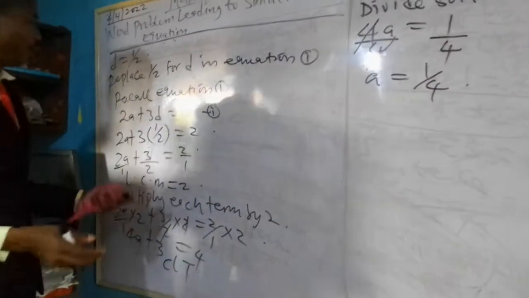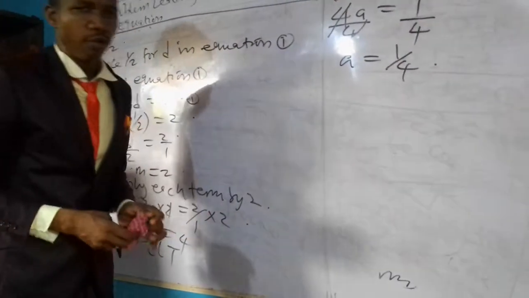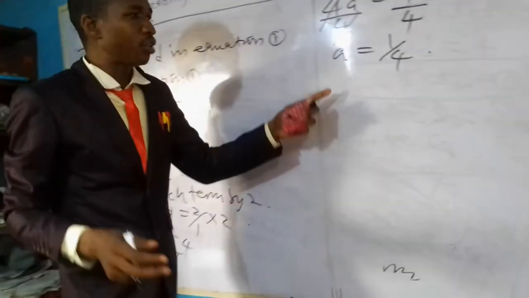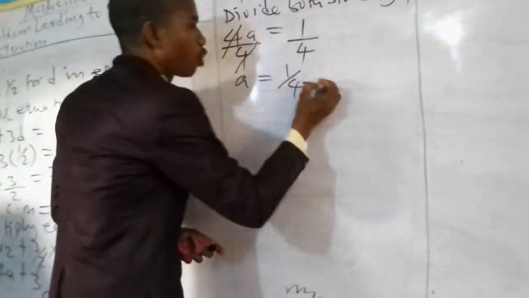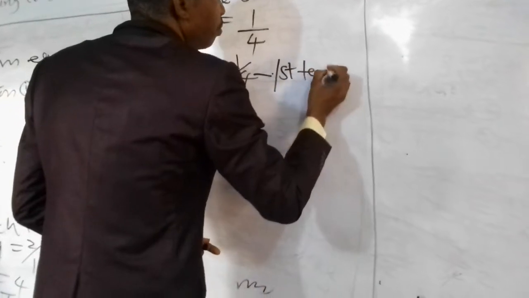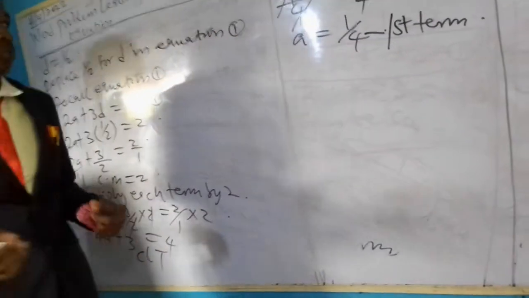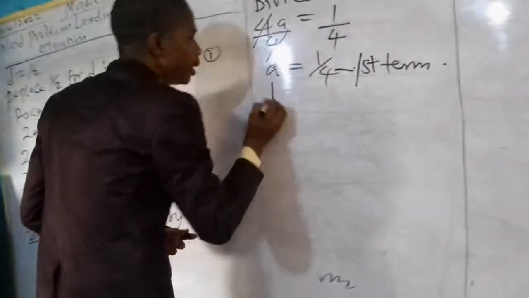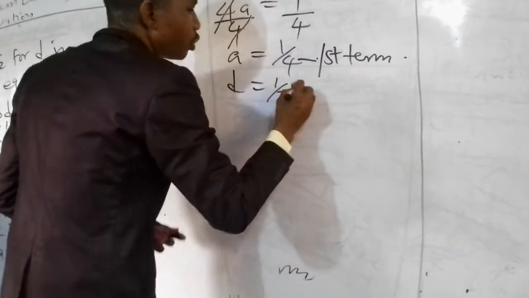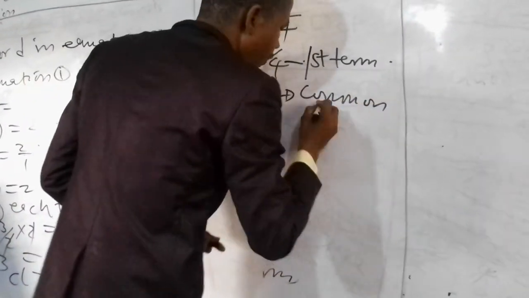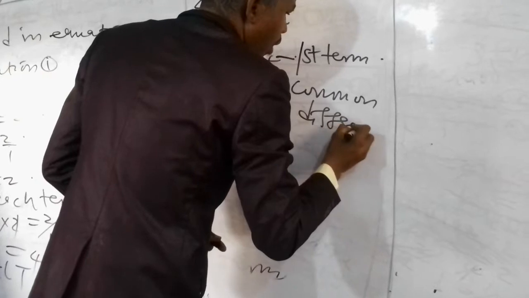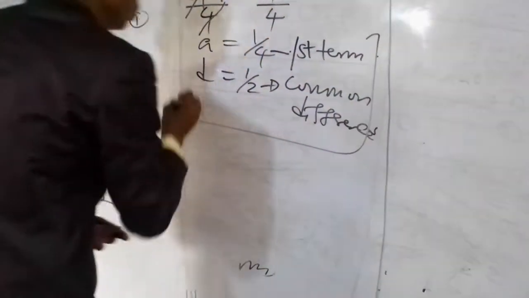We have our difference to be what? 1 over 2. The question does not ask us to find a, which is called our first term. And our d is the common difference, which is 1 over 2. Then our d equals 1 over 2. That is the common difference.